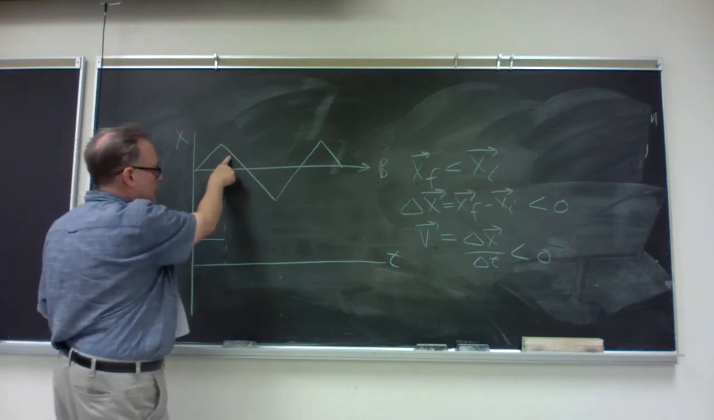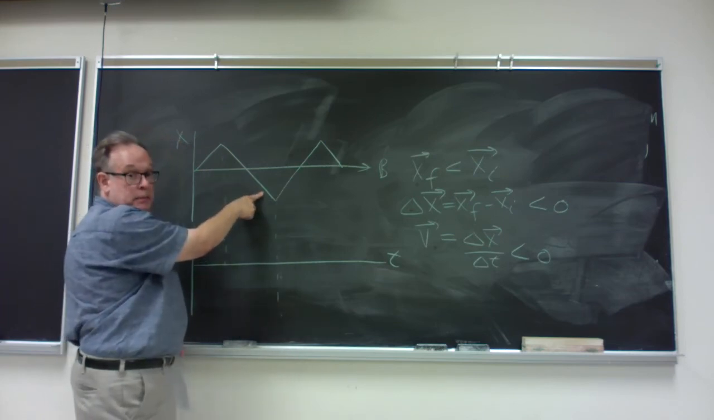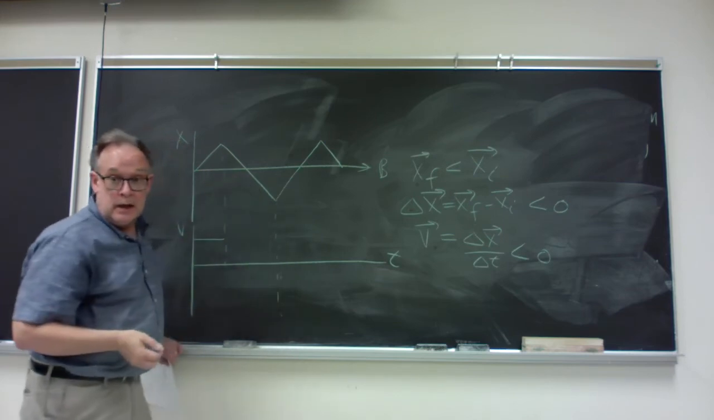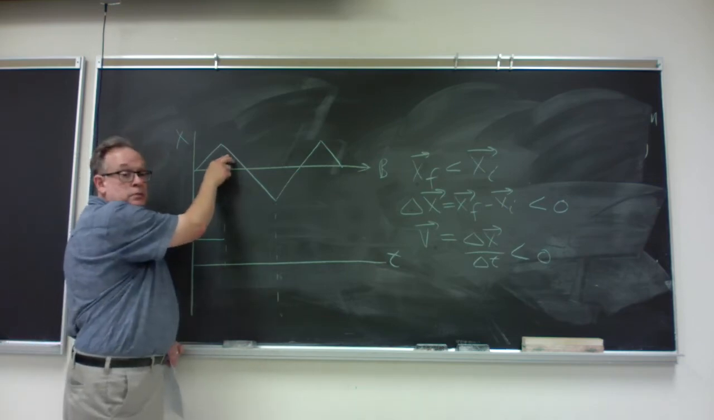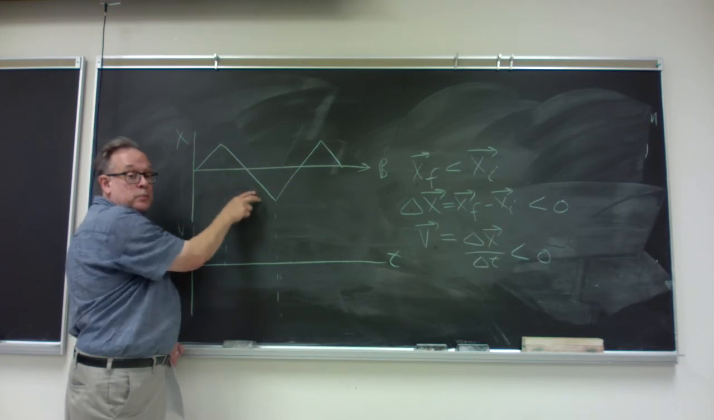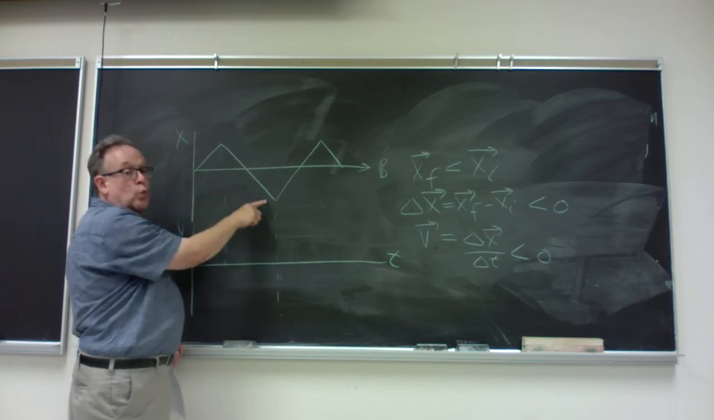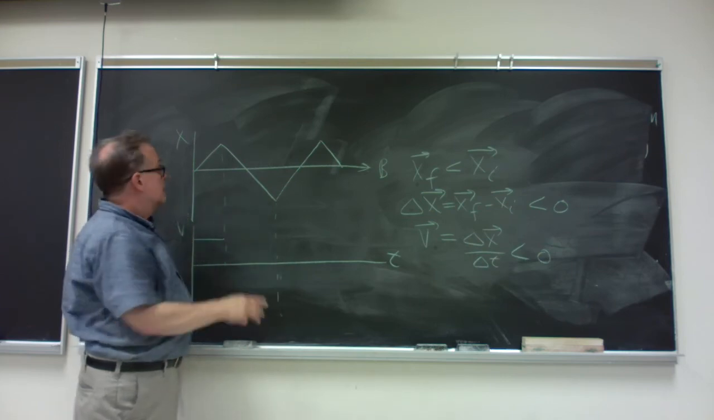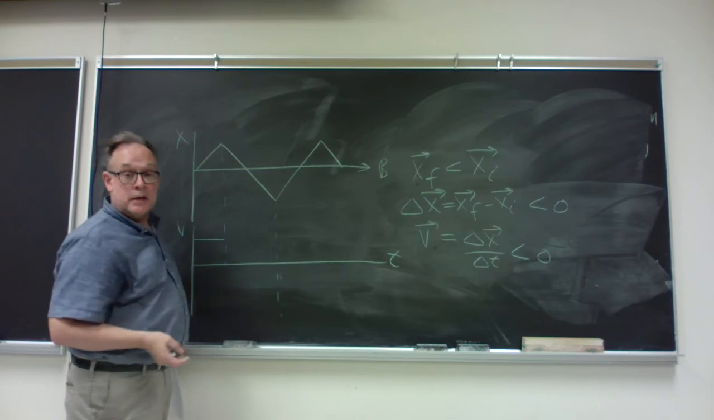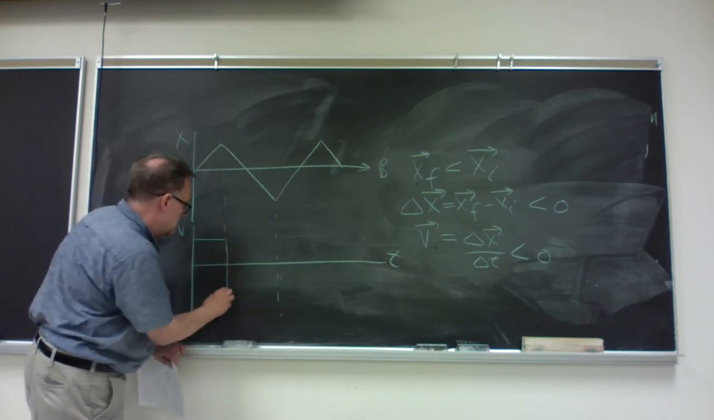From this time all the way to this time, it's the same line, even though it crosses the x equals 0 axis, even though you've got positive locations for part of the time and negative locations for part of the time. It's still one line all the way with one constant slope, and it's a constant negative slope, which means a constant negative velocity.